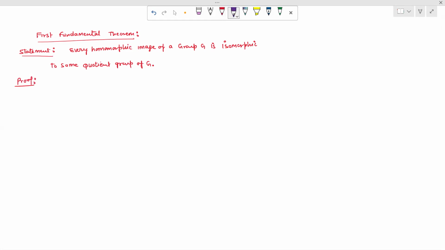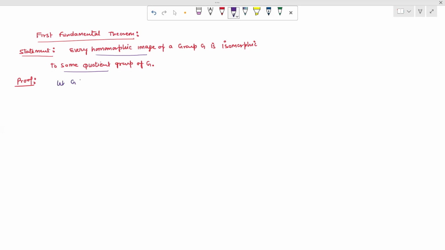So we will prove this theorem. Every homomorphic image of a group G is isomorphic to some quotient group. So we know about what a homomorphism is, then the image of a homomorphism, then isomorphism, and quotient group. So we remember all these definitions. So now we shall prove this theorem.